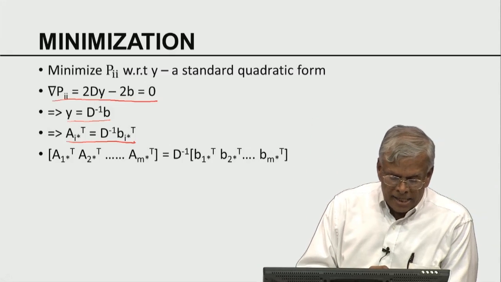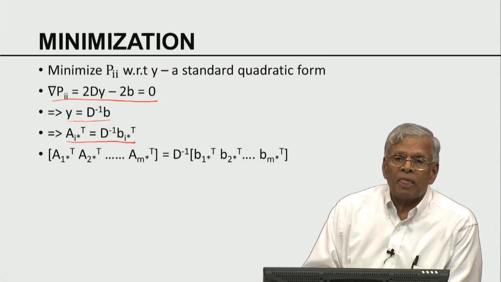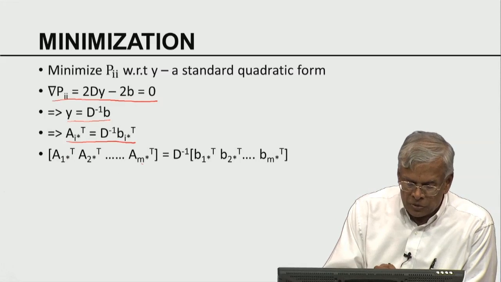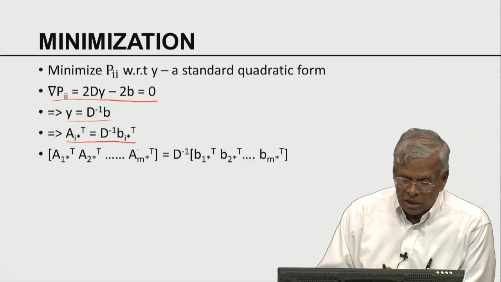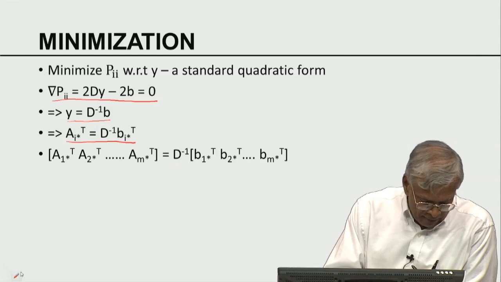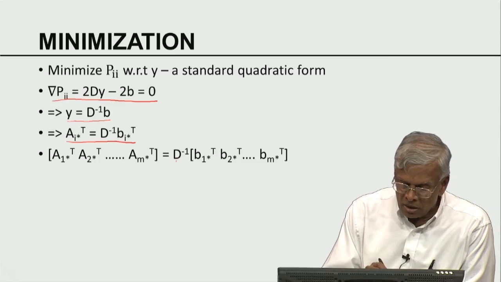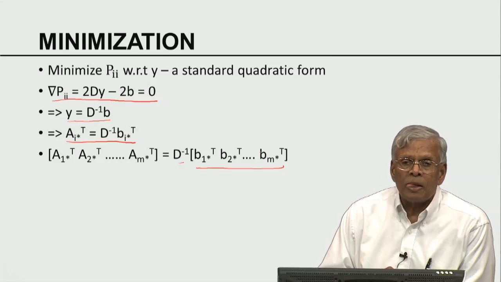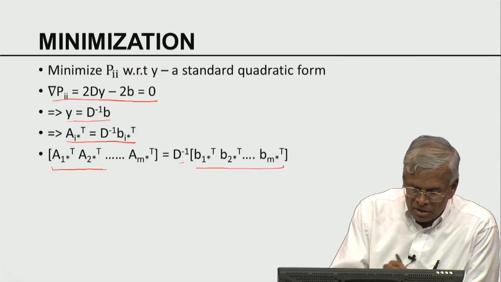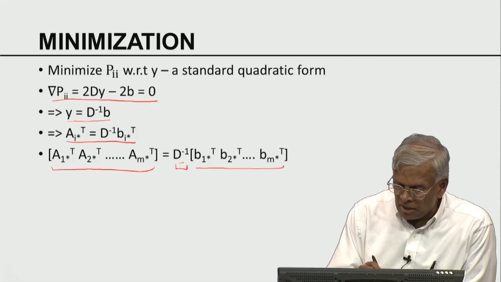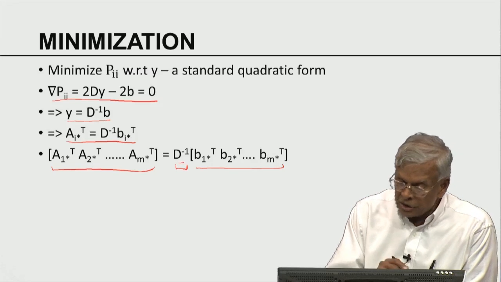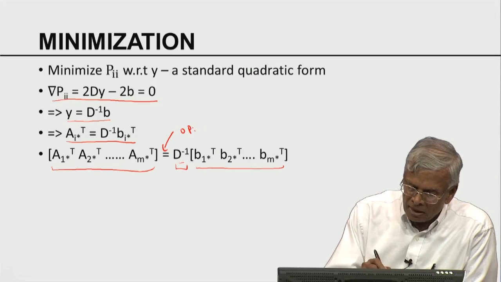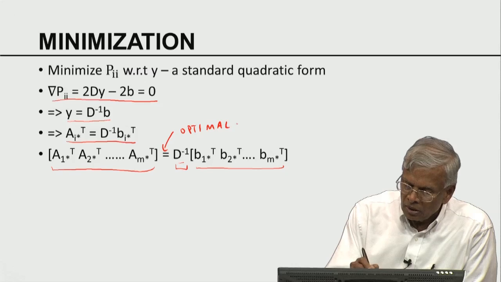Therefore, I can now construct a matrix A1 star transpose, A2 star transpose, AM star transpose. Each of these has D inverse as a common factor, and I have included all the B's. Therefore, this matrix is equivalent to the product of this matrix times that matrix. This expression provides the optimal value of A, optimal A.